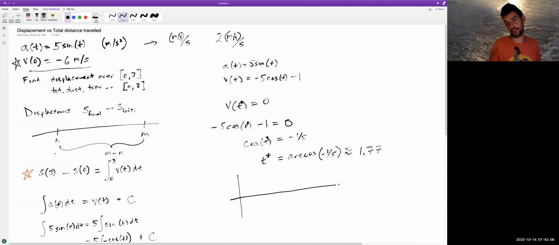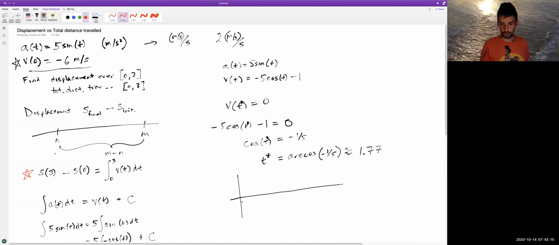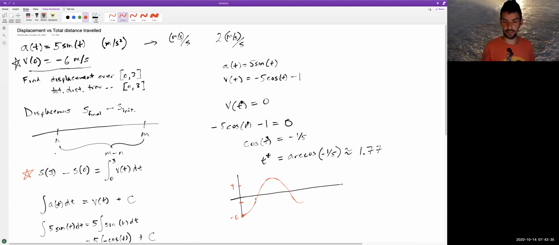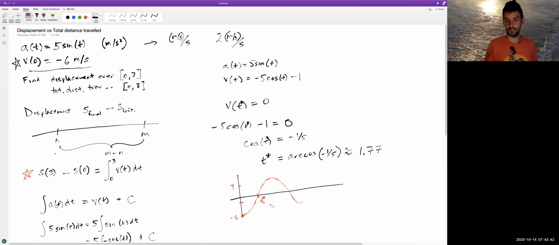I can sketch out a graph to see this. I know what cosine looks like, and we're looking at a negative. Let's see. If you remember your trigonometry, our midline is going to be at -1. We're going to go down as far as -6, up as far as 4. So we're starting down here. We're moving up for a while and then back down, right? It'll look something like this. And here's this t star, the place where this is equal to 0.